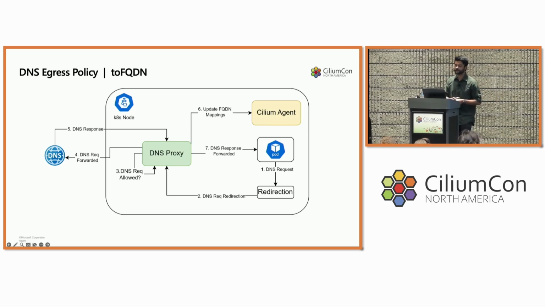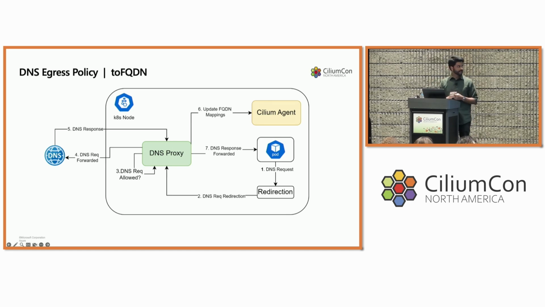data path. Once the Cilium agent confirms that all of that plumbing is taken care of, the DNS proxy would then release the response back to the client that made the request, and then the application would try to make the request, and everything would work.